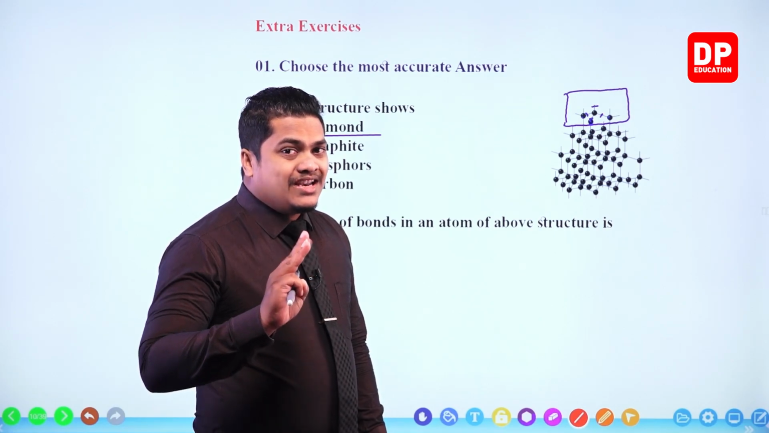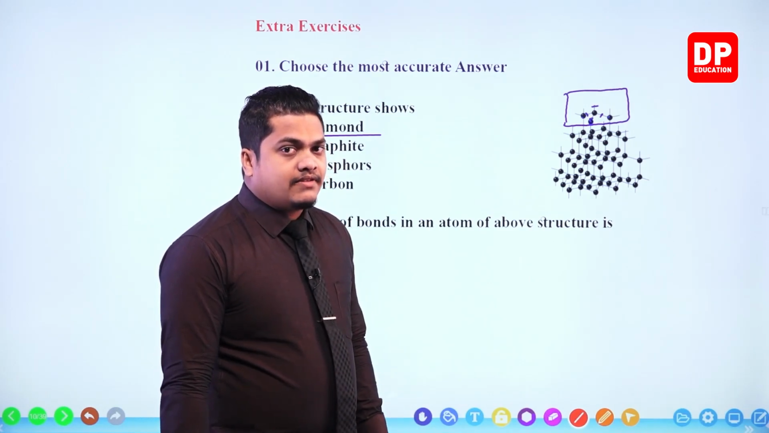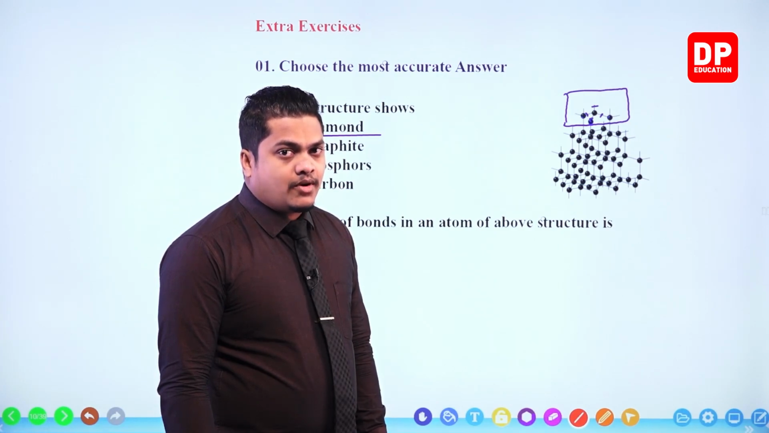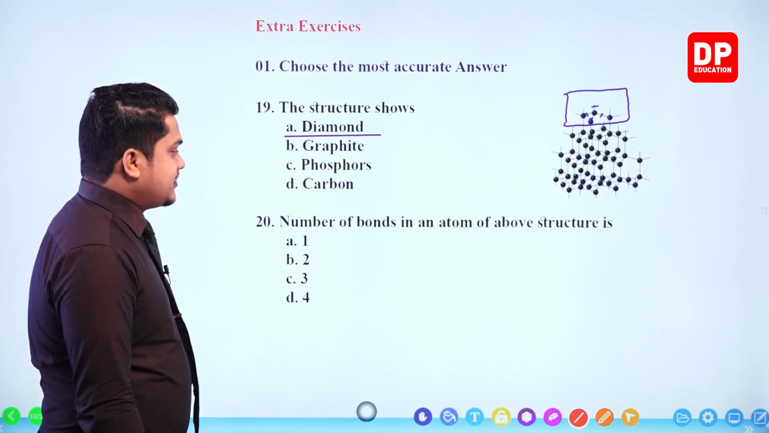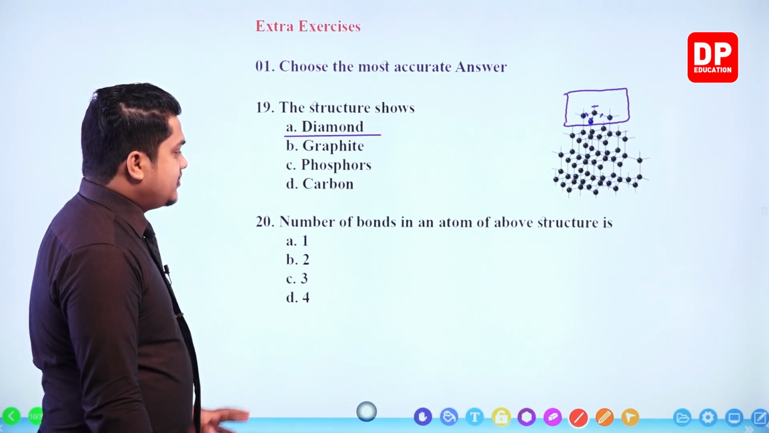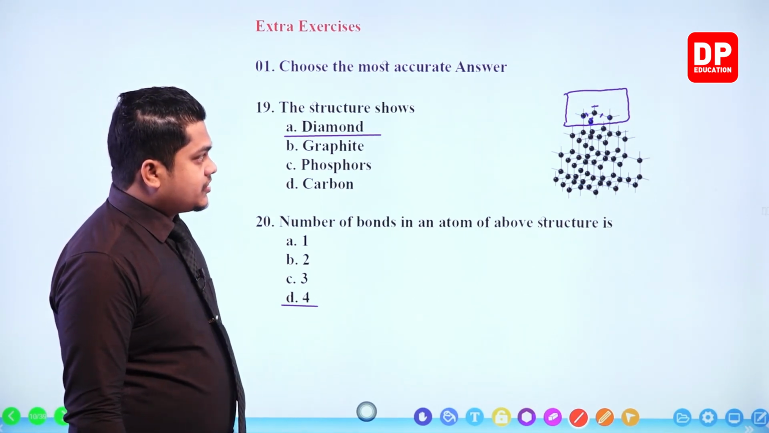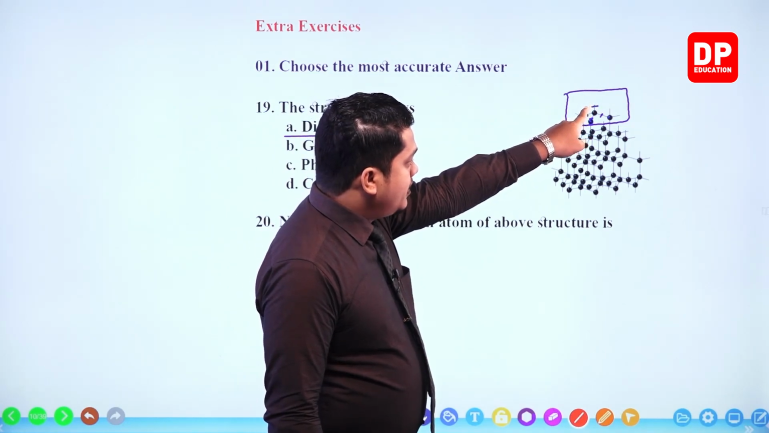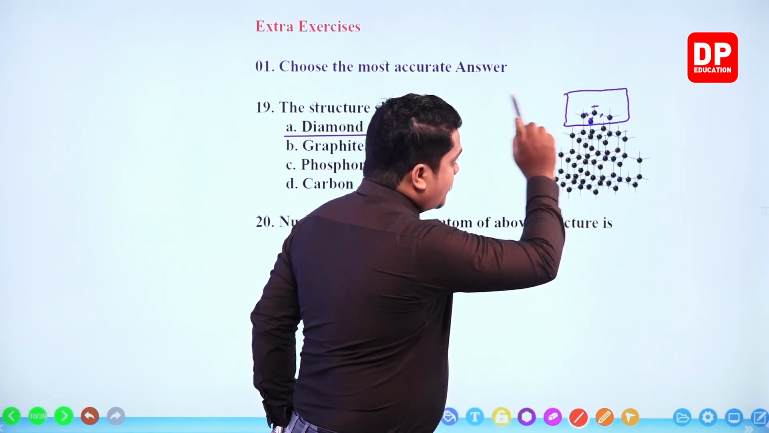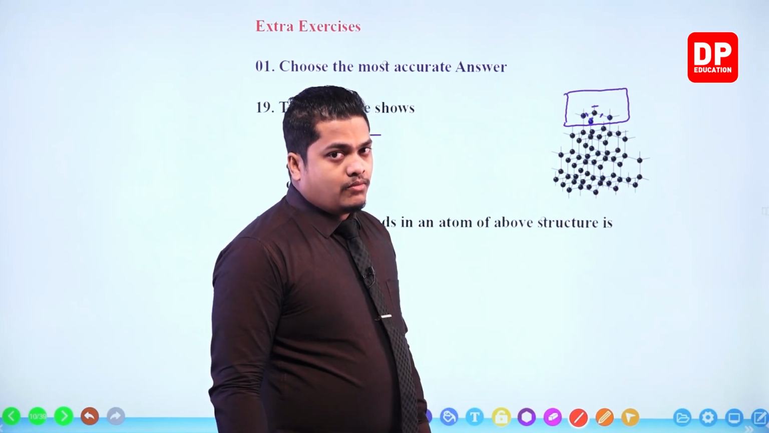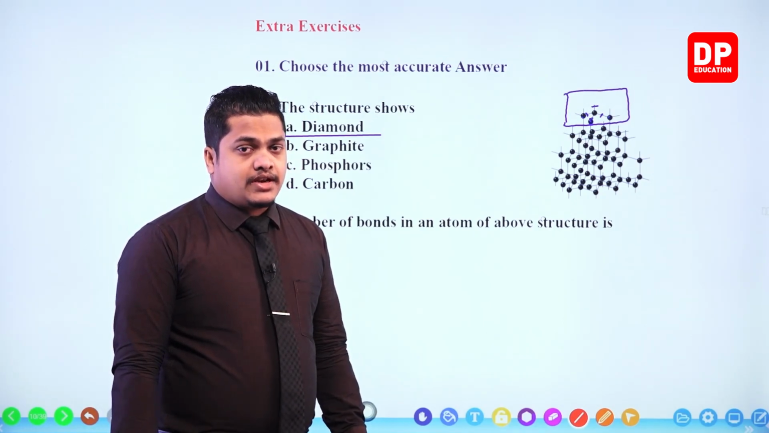If it is bonded with only 3 nearby carbon atoms, then it is graphite, somewhat less dense and somewhat less strong than diamond, as it has 3 bonds. Next one: the number of bonds in an atom of the above structure is very simple. In an atom in the above structure, the number of bonds is 4, my dear children. I have even counted 1, 2, 3, 4. Around the atom, there are 4 bonds. So 4 nearby carbon atoms bond together in forming the crystalline form of diamond.